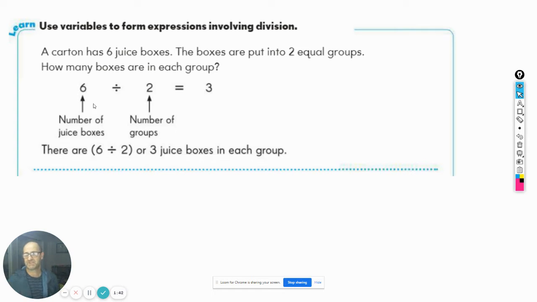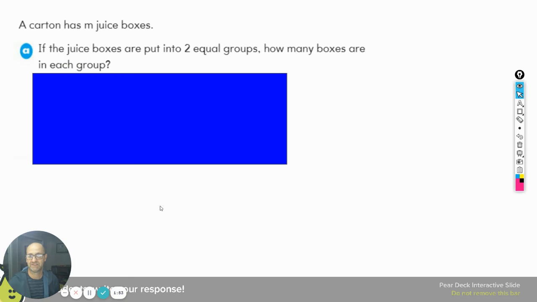How do you figure this out? You get 6 juice boxes, 2 groups. You do 6 divided by 2, 3 juice boxes in a group. Easy peasy, lemon squeezy. Okay, now we're going to get to the part with the letters. A carton has M juice boxes. If the juice boxes are put into 2 equal groups, how many boxes are in each group?